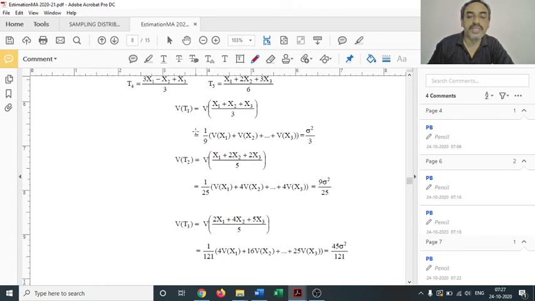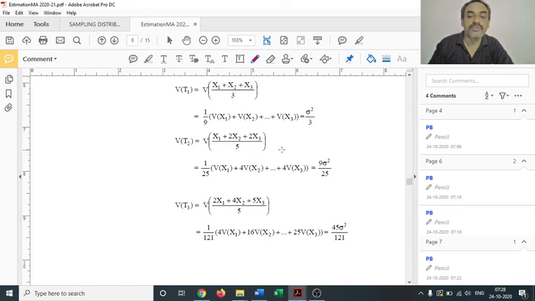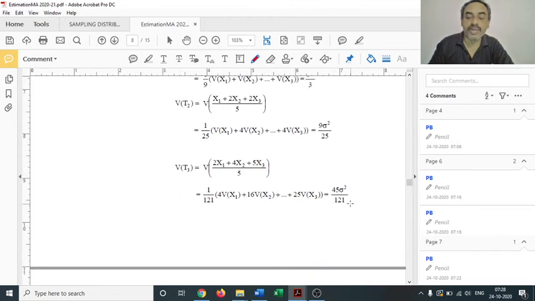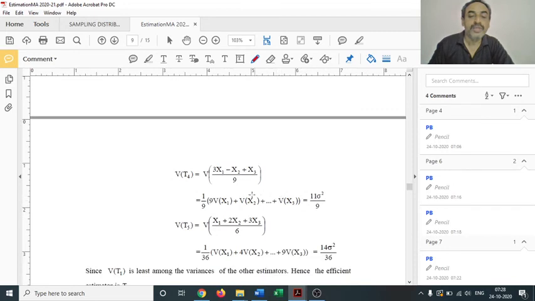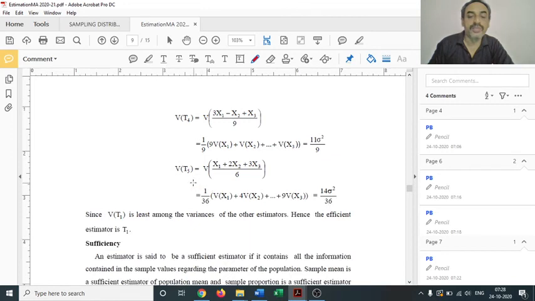So V of T1 is 1 by 9 times (V of x1 plus V of x2 plus V of x3), which is equal to sigma square by 3, because all these x1, x2, x3 are coming from a population having variance sigma square. Likewise, the variance of T2 will be 9 sigma square by 25. Variance of T3 will be 45 sigma square by 121. Variance of T4 will be 11 sigma square by 9. Variance of T5 will be 14 sigma square by 36.